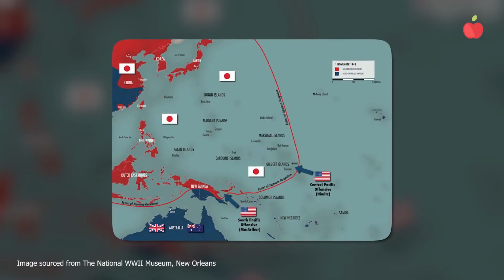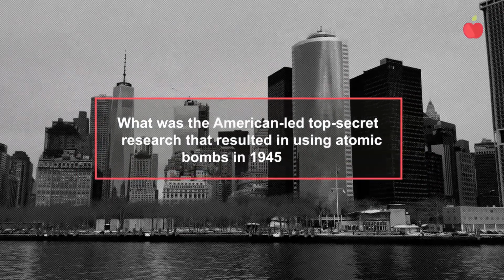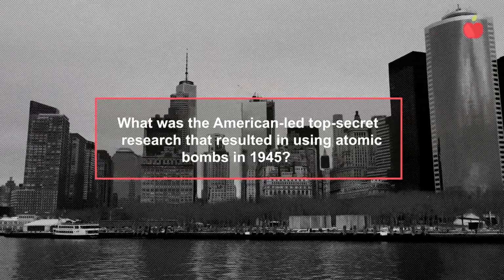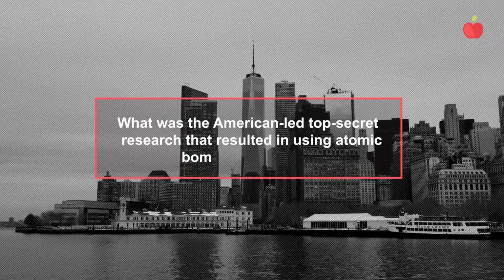The war in the Pacific ended months after Germany's surrender. The bombing of Nagasaki and Hiroshima forced Japan into surrender. What was the American-led, top-secret research program that resulted in the creation of the atomic bombs used in 1945? Watch until the end for the answer.